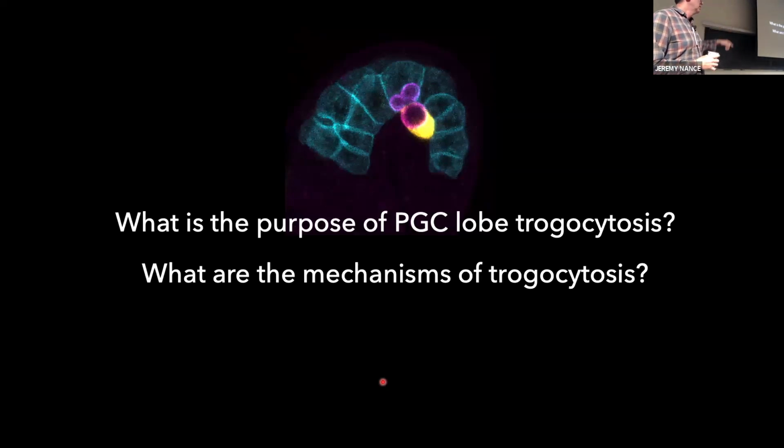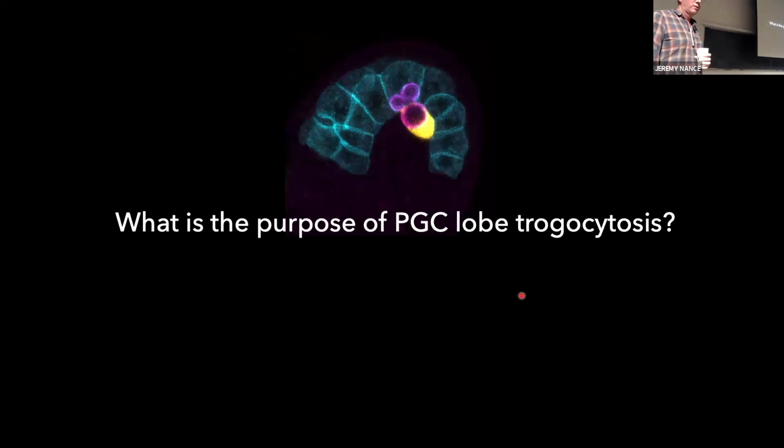I'll talk about these. The first is, why would the germ cells do this? Why do they make lobes only to lose them to the endodermal cells? And we have a few answers, but we're nowhere near completely answering that question. And then secondly, I think more relevant to trogocytic events and other examples, what are the cell biological mechanisms of this nibbling? Like, how does a cell actually bite off a piece of another cell? You can think about a lot of things that would have to happen for that to occur.